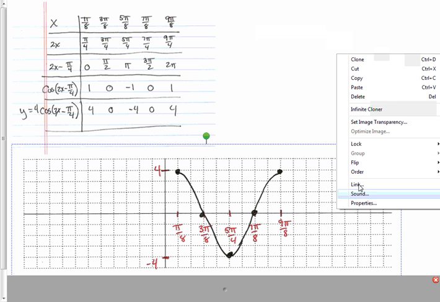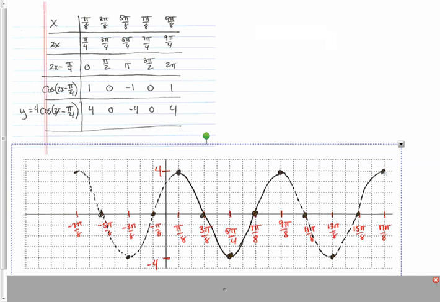Well, anyway, I've done this. Let me send this one to the back, and I think that I've got it. There you go. So I extended. Here's 11 pi over 8, 13 pi over 8, 15 pi over 8, 17 pi over 8, and I knew that it would go from here to here to here to here to here, and so I dashed that in to the right.